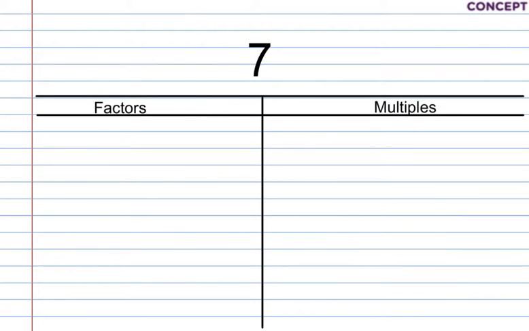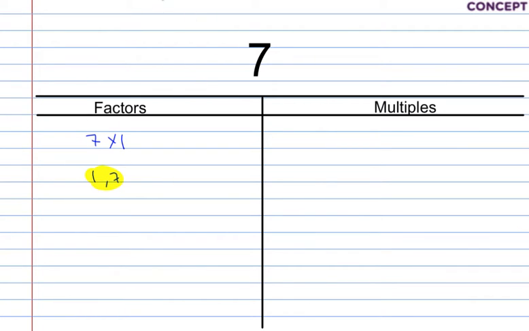Okay, let's try the number 7. Pause the video now and have a go at finding the factors for 7 and the first 5 multiples for 7. Okay, so the factors for 7, the only factors I can think of for 7 are 7 times 1. That's it. So 1 and 7 are the factors of 7.